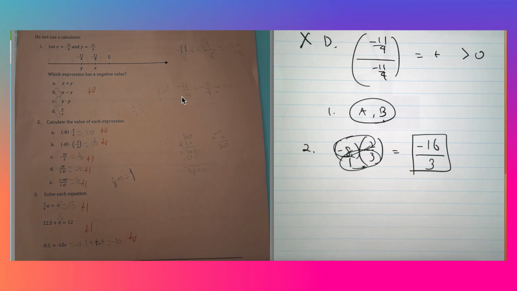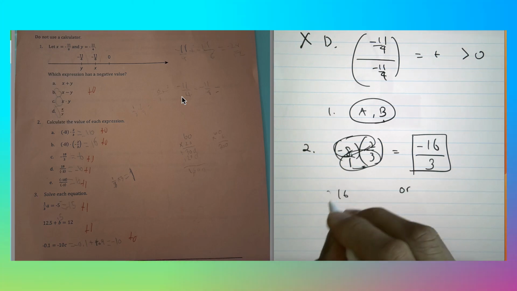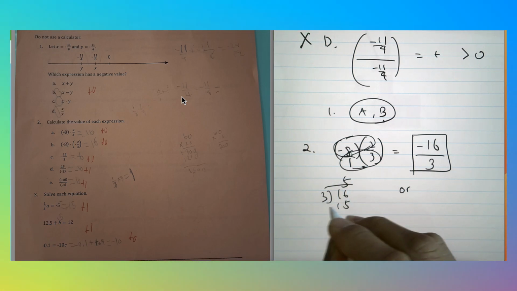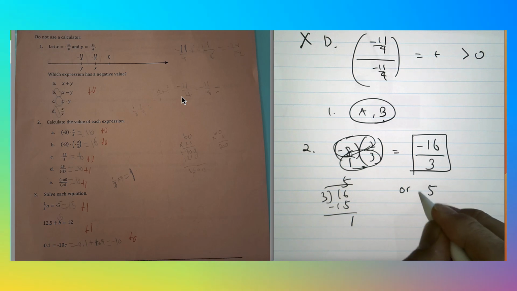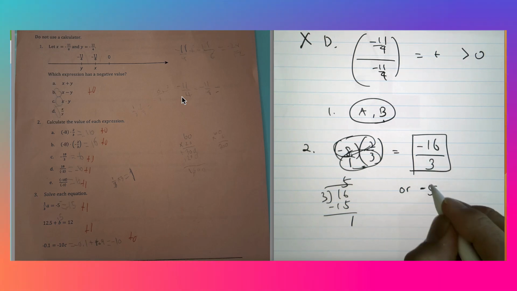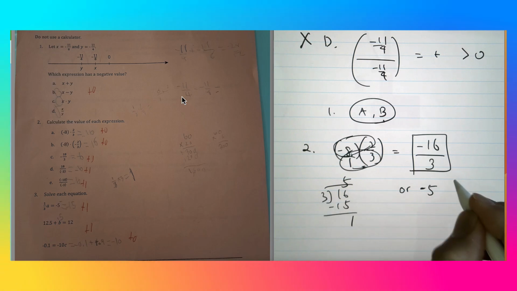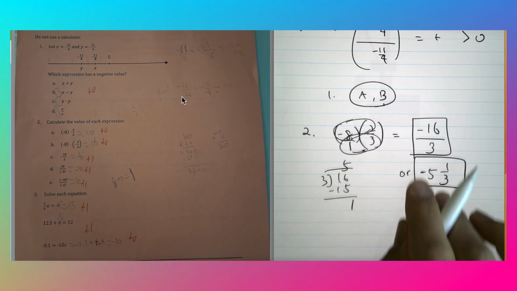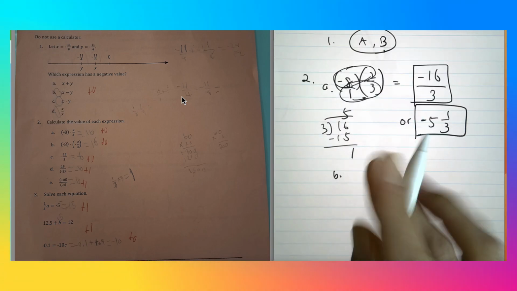Well, let's say the teacher says you have to write a mixed fraction. 16 over 3 will give you 5. 3 times 5 is 15, and you have 1 remainder. So your quotient should be 5. Don't forget the negative here. Negative 5, 1 over 3. Your remainder over divisor, 1 over 3. Okay, that was 2A, and let's go to B.